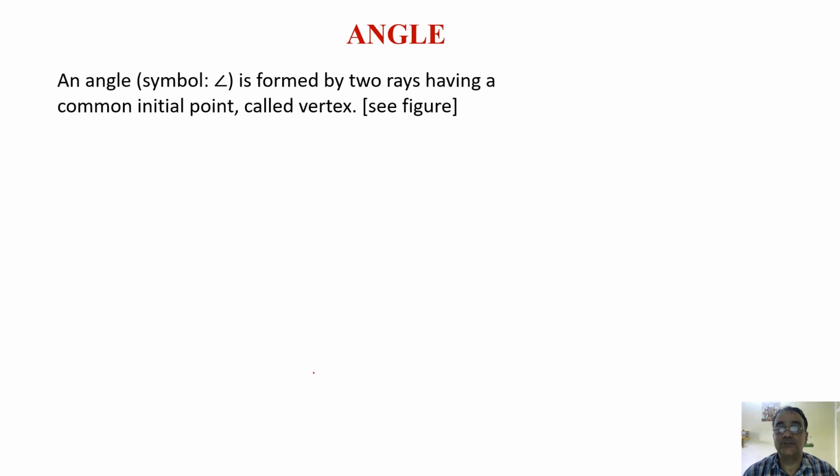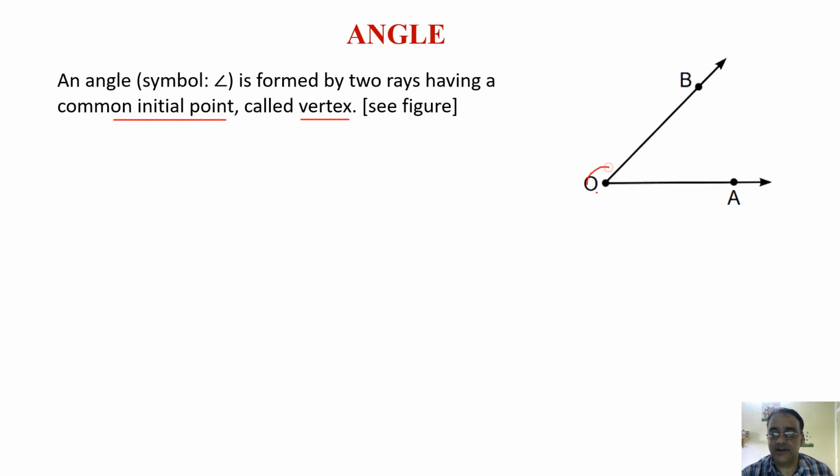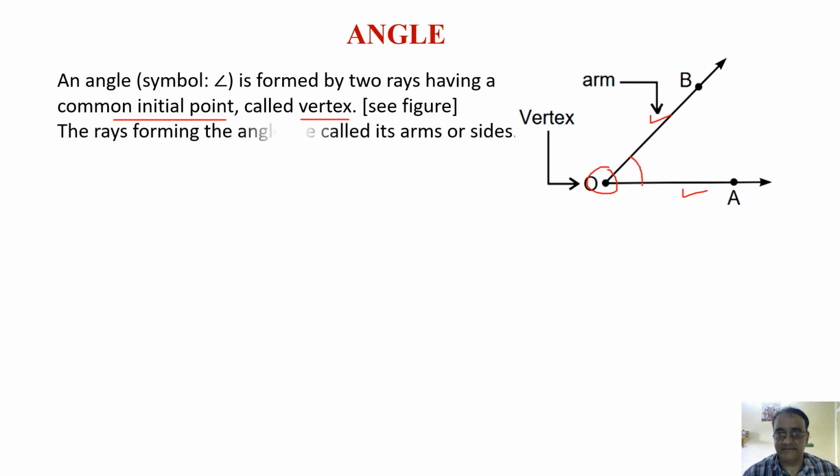Okay, so let us start with the definition. An angle is formed by 2 rays having a common initial point, which is called the vertex. See this figure. This point is the common point of these 2 rays, and these are called arms. The rays are called arms of the angle. This is the vertex, these are the arms, and this is the angle. Clear? This we have already studied.